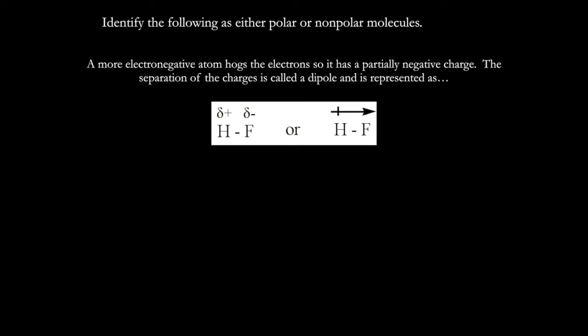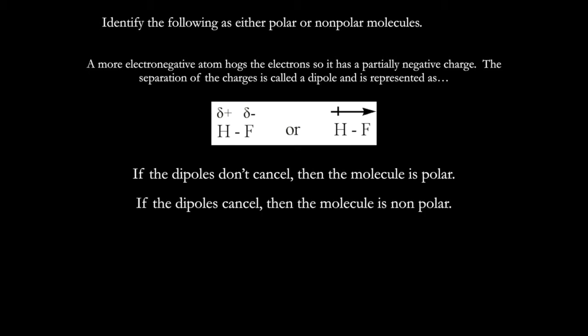Now, in determining if a molecule is polar or nonpolar, if the dipoles do not cancel out, then the molecule itself is going to be polar. So hydrogen fluoride, that hydrofluoric acid right there, is going to be polar because, as you can see, that arrow, that dipole, is not canceled out. If the dipoles do cancel out, then the molecule is going to be nonpolar. So let's look at an example in which the dipoles do cancel out.